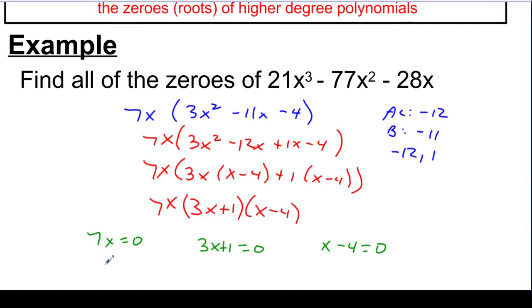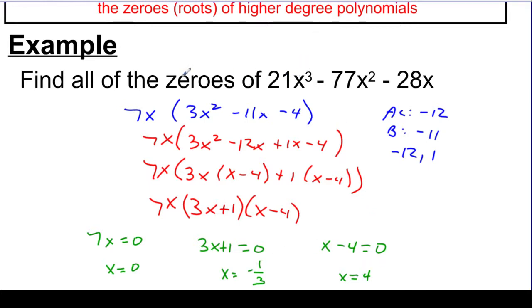Okay, well, I'm going to say when I divide 7 on both sides, I get 0 as a possibility. When I subtract 1 and divide by 3, I get negative 1/3 as a possibility. And in my last factor, I will get 4. Right? So I'm actually claiming that there are 3 zeros of this expression, or 3 roots of this expression: 0, negative 1/3, and 4. Okay, and here's a nice little trick for you.